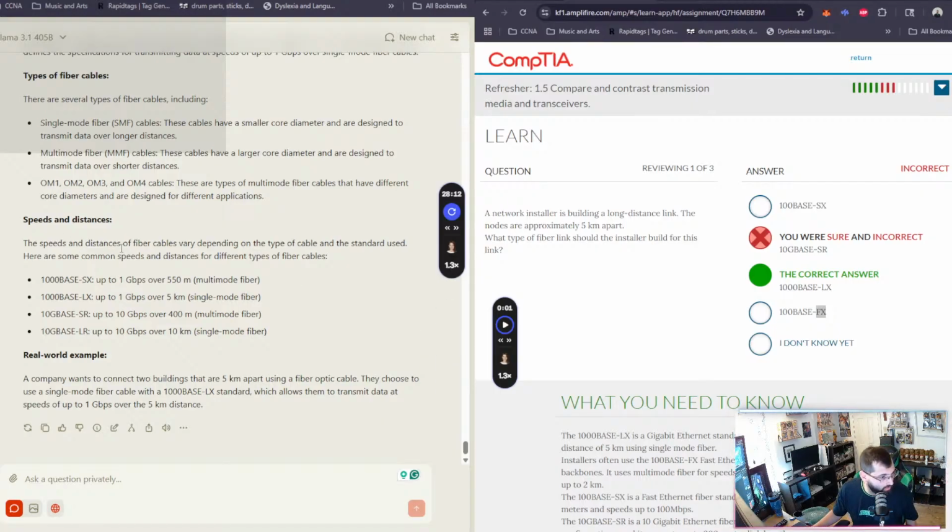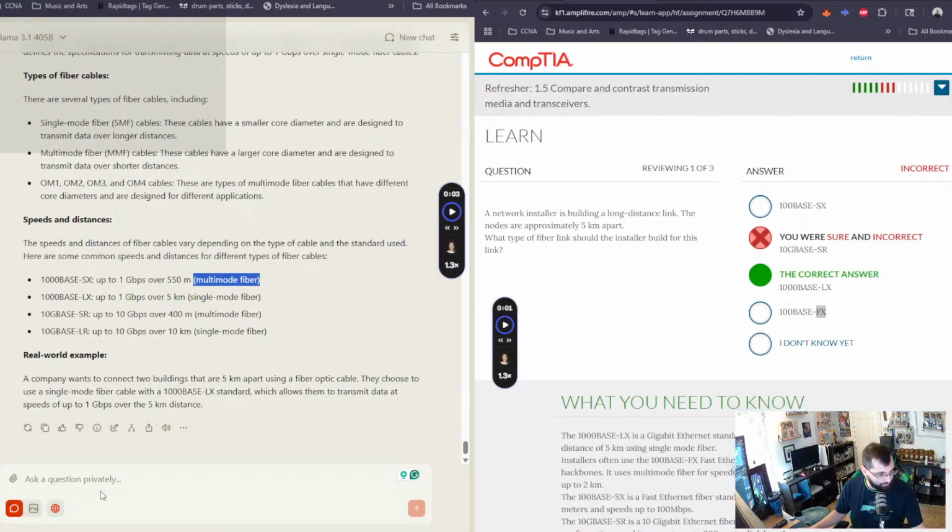Okay, so speeds and distance of fiber cables vary depending on the type of cable and the standard used. Here are some common speeds and distances for different types of fiber cables. So this is a standard and it goes, okay. This is the part that I was needing to understand. So this is the standard. Therefore, since it goes up to 1 gigabyte over 550 meters, it is multi-mode.